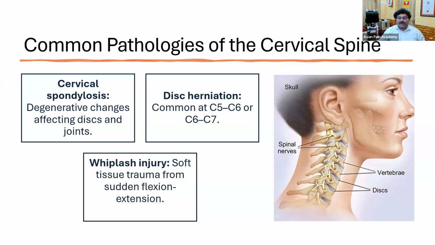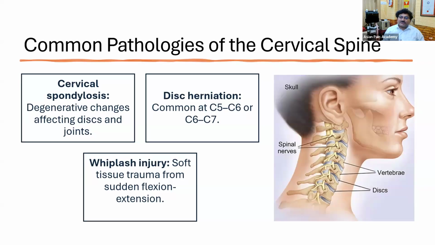If there is an osteophyte which is maybe obliterating the foramen, then also it can cause a pain, which is a radicular pain. Next comes the disc herniation. We all know about disc herniation, which is fairly common at C5, C6 and C6, C7. In fact, most commonly it is C5, C6 which is affected and gives rise to a radicular pain.